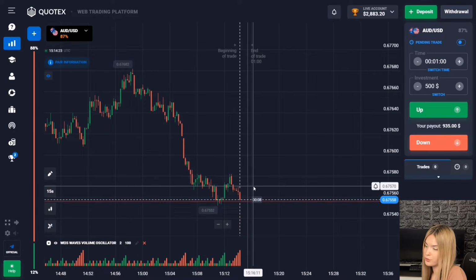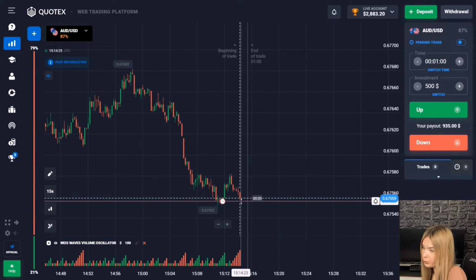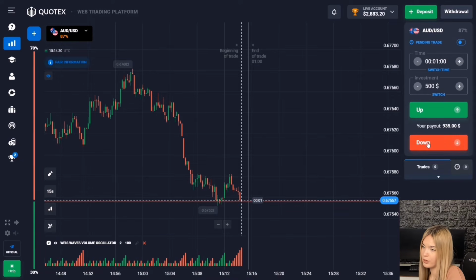Here we have a level of support. We also see that after the pullback the price has reached our level. There's a kind of compression. Let's open a deal for 1 minute to go down.